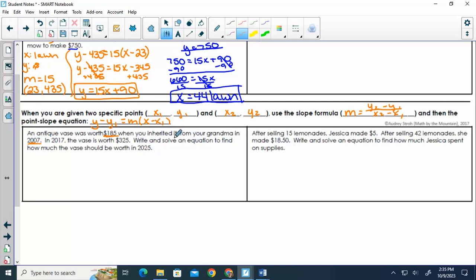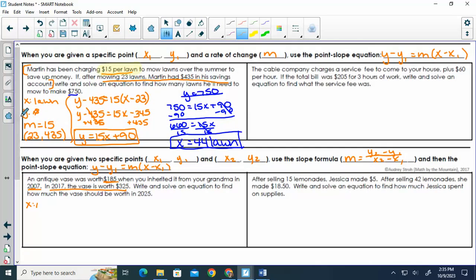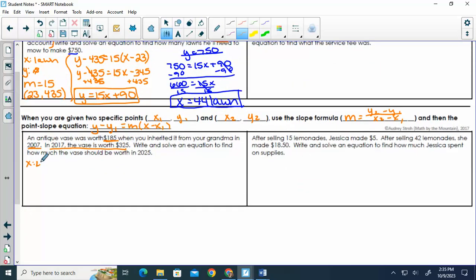185 is when we inherited it, and then we have another year. So what could my x represent? We have dollars, and what's the other thing we have? Years. Technically, you could make either one. It won't matter as long as you've labeled. But in most of our other problems, our y is always our dollars, so let's just make the x the year and the y the dollars.